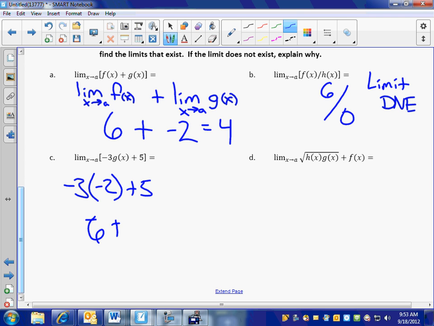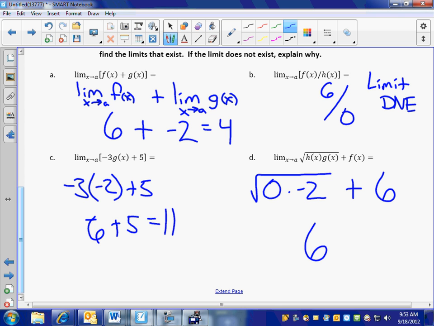Positive 6 plus the 5, you get 11. And the last one, I have the square root of h of x times g of x. 0 times -2 plus 6, which is going to give you 6.